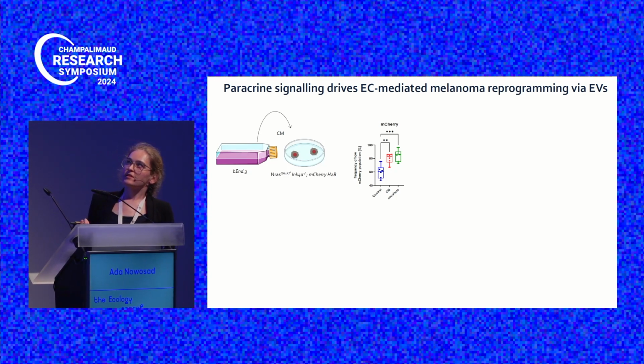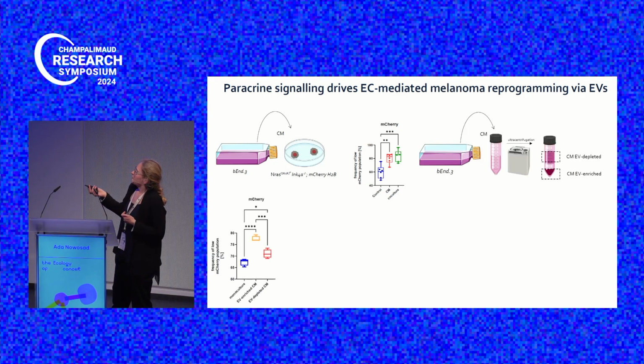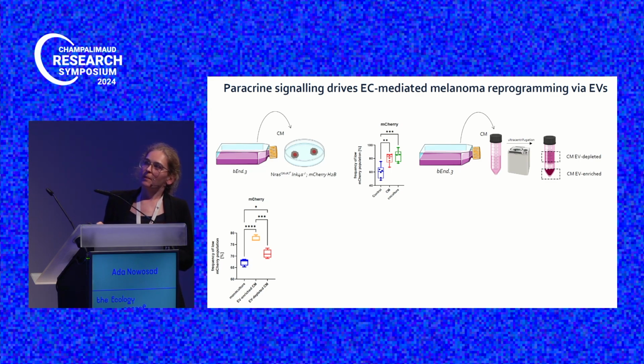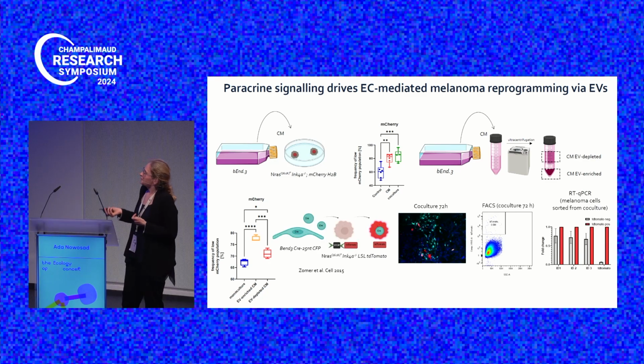And because endothelial cells are known to communicate with the environment via extracellular vesicles, we also separated the conditioned medium by ultracentrifugation into EV-depleted and EV-enriched fractions. And again, we treated our melanoma cells with both fractions. And we could see that in EV-depleted conditioned medium, there is less proliferation than in the EV-enriched fraction, suggesting that EVs may be implicated in melanoma reprogramming by endothelial cells.